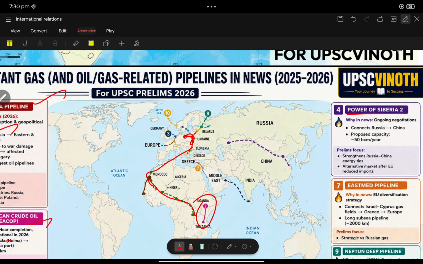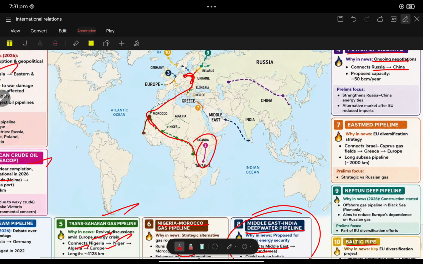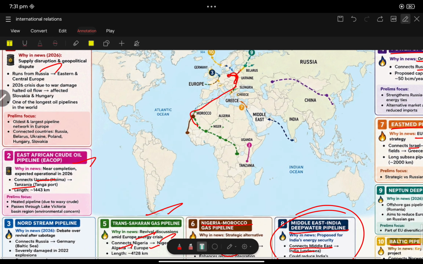Power of Siberia 2, ongoing negotiation, connects Russia to China. Okay. So East Med pipeline, EU diversification, connects Israel, Cyprus to Europe. See, one of the core themes is that the majority of the pipelines are connecting to and supplying Europe, except the East African crude pipeline, Tanzania.